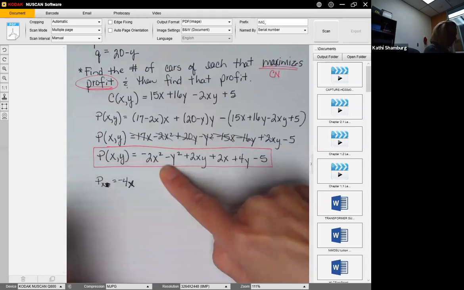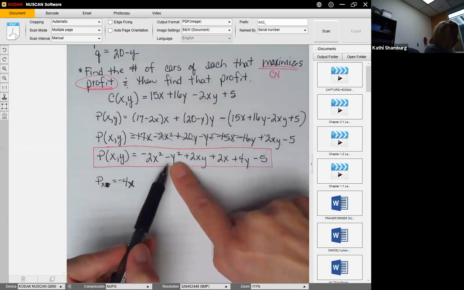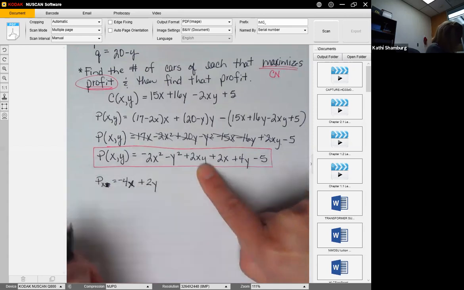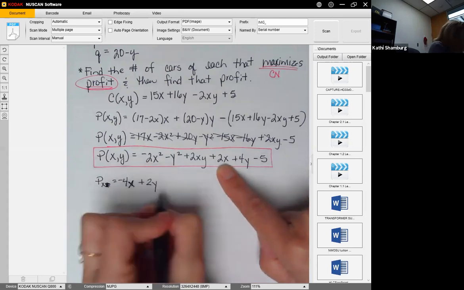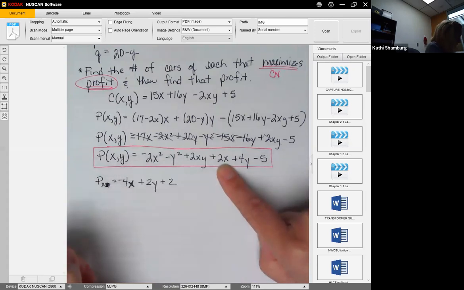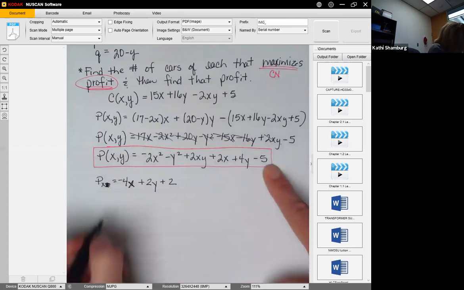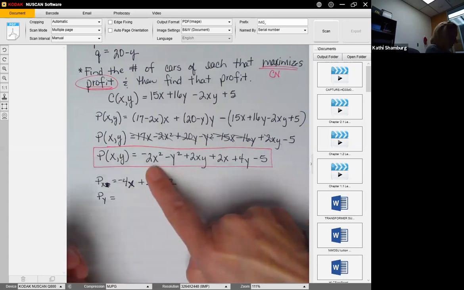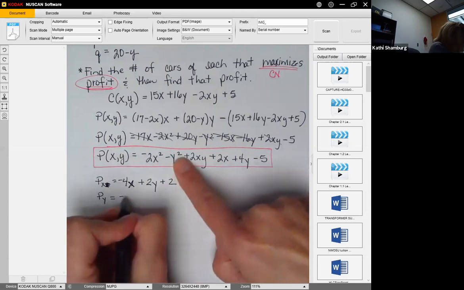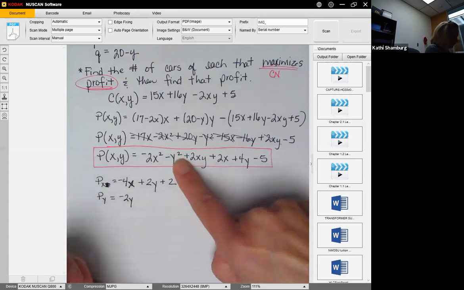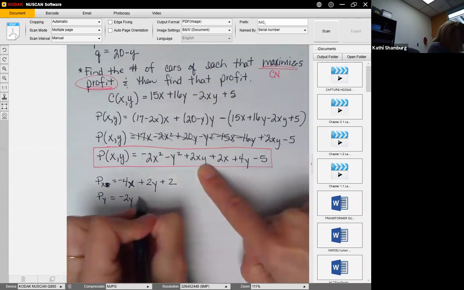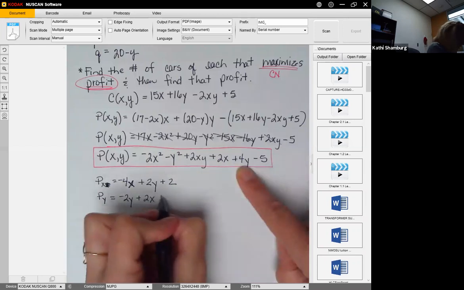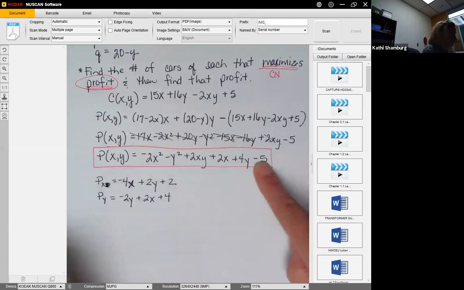Goodness, I can't write now all of a sudden. And this would be 0 plus 2y plus 2 plus 0 minus 0. P_y would be 0 minus 2y plus 2x plus 0 plus 4 minus 0.